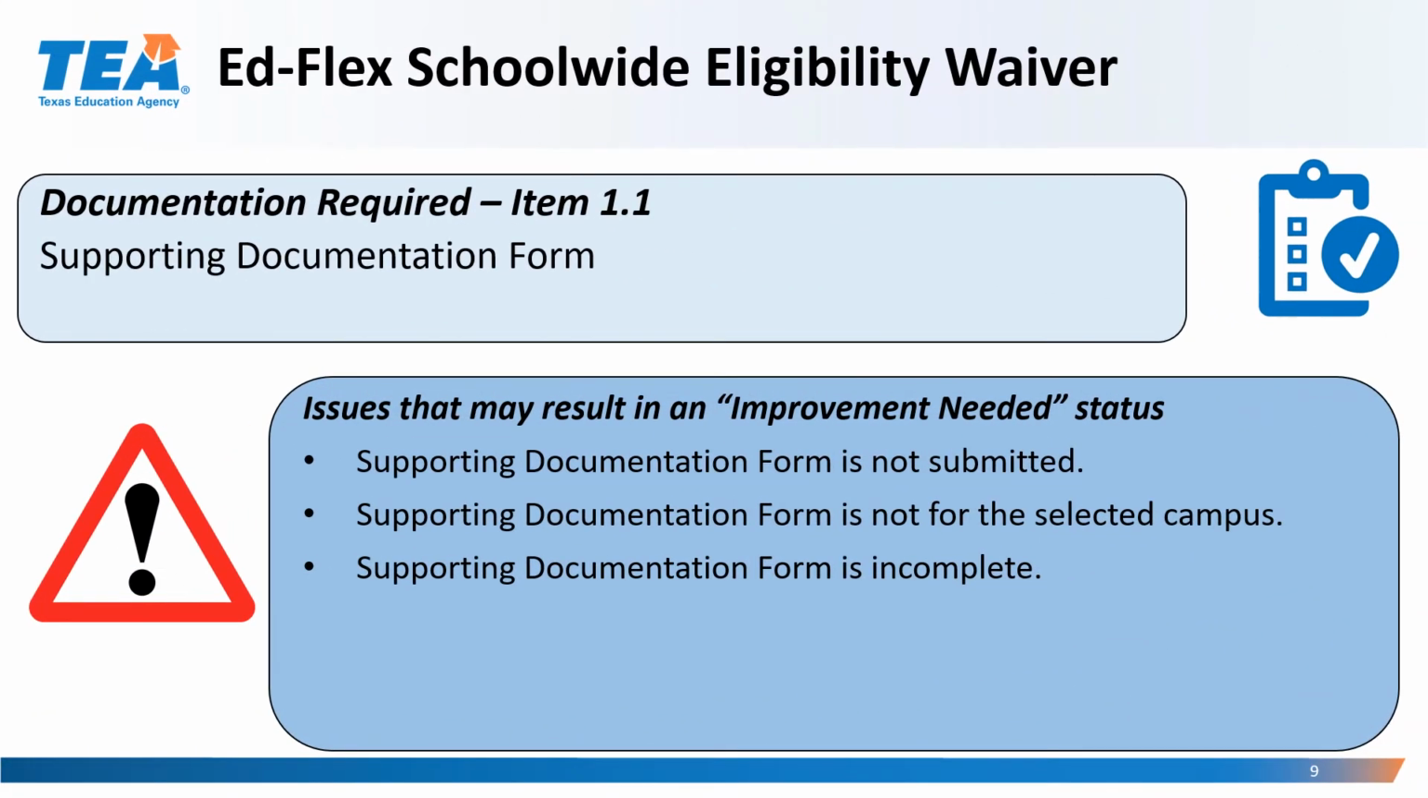Issues that may result in an improvement needed status for this item include the following. The supporting documentation form is not submitted. The supporting documentation form is not for the selected campus. The supporting documentation form is incomplete.